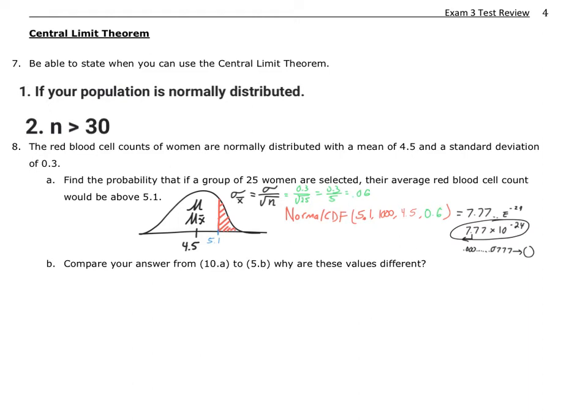Well, this shouldn't surprise you too much because if you think back to the normal curve of just the data, let me draw that really quickly. So here's the normal curve of just the data. And what's really important here to see is that there's that height of 5.1. So the chance of getting a group of 25 women and their average being above 5.1, that means you'd have to get a group of 25 women with more than half of the women above that 5.1.